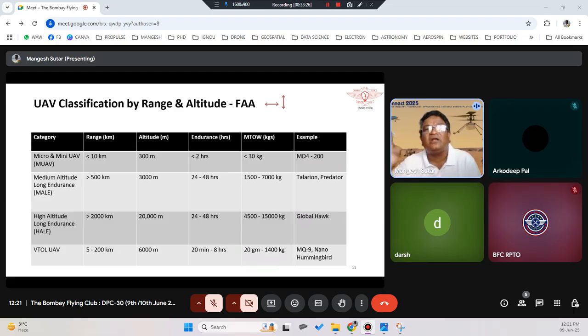It will just circle above your head, I mean, not head, I mean above your airspace, at 3 kilometers in height. So it's a very great height. Example, again, the MTOW is 1500 to 7000 kg, so it's a huge payload capacity. Examples are Talarian drones or Predator drones. We saw this picture here.